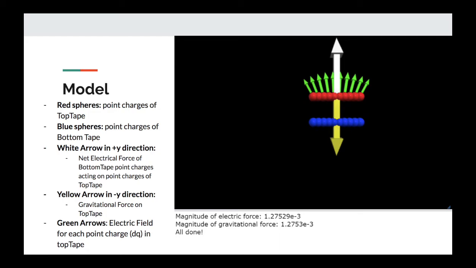The red spheres are the point charges of the top tape, and the blue spheres are the point charges of the bottom tape. The white arrow in the positive y direction is the net electric force of the bottom tape point charges acting on the point charges of the top tape. The yellow arrow in the negative y direction is the gravitational force on the top tape. Finally, the green arrows are the electric field for each point charge dq in the top tape. The magnitude of the electric force and gravitational force are equal with our new calculated value of q.